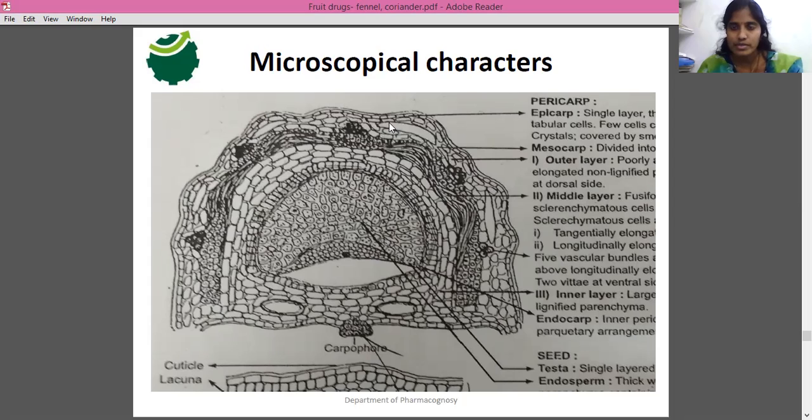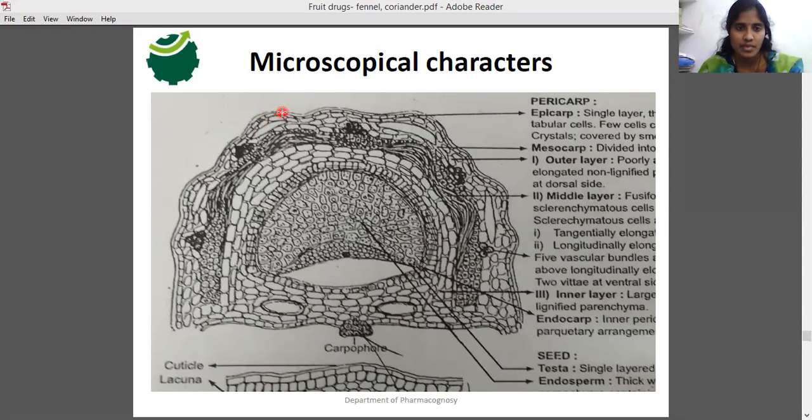Microscopical diagram of coriander fruit. It has two parts, pericarp and seed. The pericarp again has three parts: epicarp, mesocarp and endocarp. The epicarp here is made up of only a single layer of cells. You have to draw it as a single line of polygonal to rectangular shaped tabular cells. The epicarp is covered with a thin layer of cuticle, which is made up of suberin.